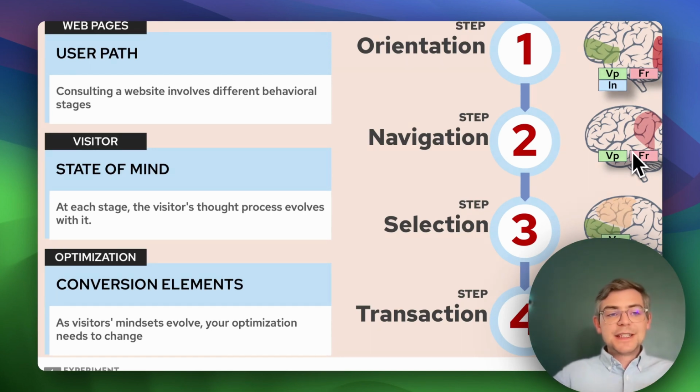So now that we've seen that you have the user pace with the different steps, at each of the steps you have a different state of mind, and to improve each state of mind, you have conversion elements that are linked to them.